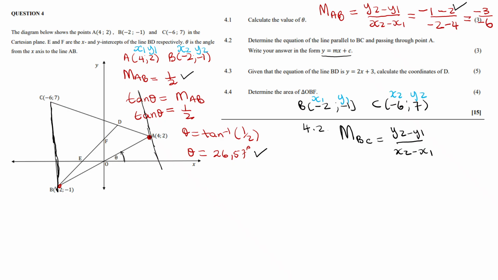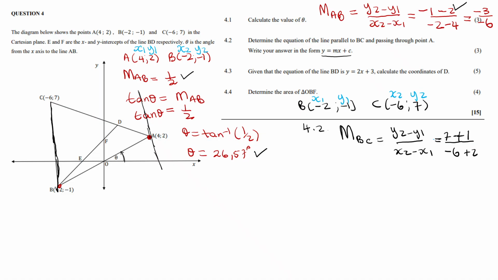So now when we do the substitution, we know what is my y2, we know what is my y1. So my y2 is 7, so this is 7 minus y1, which is negative 1. I'm just going to save time because I know the negative will cancel. So on top, I'll just have 7 plus 1. Everything divided by x2, which is minus 6. Then we minus into minus 2, which is positive. So it will be minus 6 plus 2.